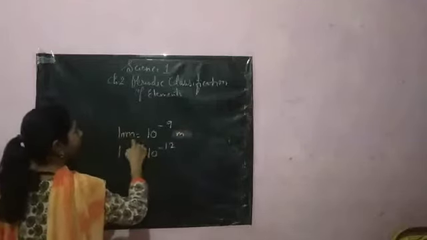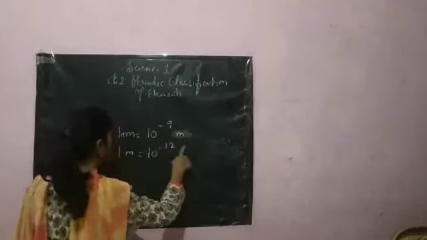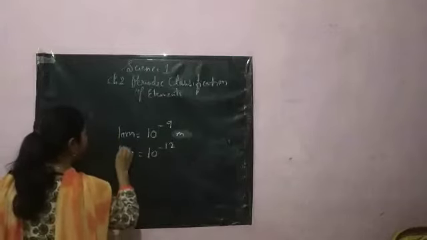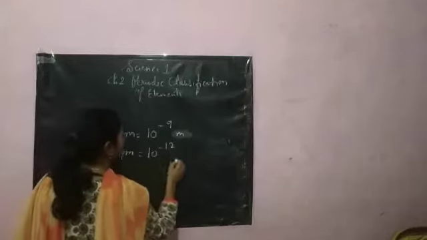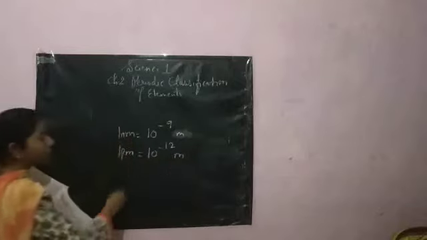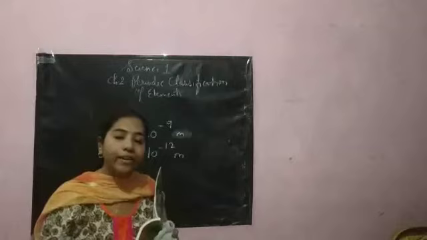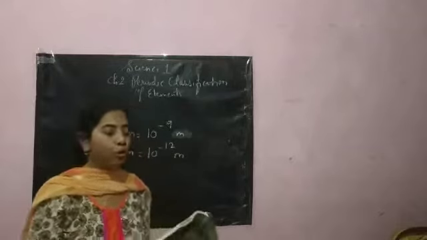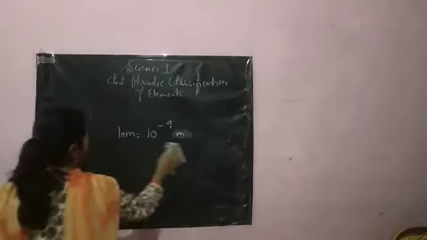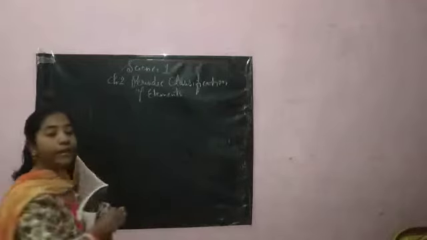1 nanometer is equal to 10 raised to minus 9 meter, and 1 picometer, that means pm, is equal to 10 raised to minus 12 meter. So this picometer is even smaller than the nanometer, and atomic radius is always expressed in picometers. Now what do you understand by this atomic radius? The atomic radius is the distance between the nucleus and the outermost shell of an atom.